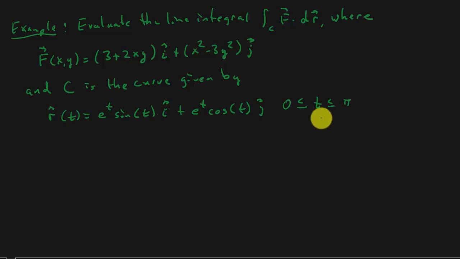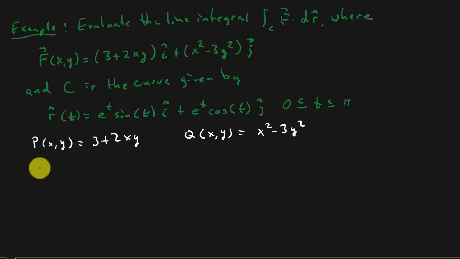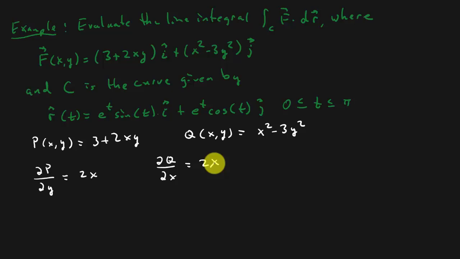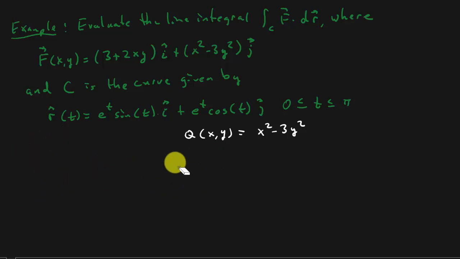Okay. All right. So we know this is a conservative vector field. We already showed that, right? We've got P of x, y is equal to 3 plus 2xy, and Q of x, y is equal to x squared minus 3y squared. And so if we do the partial of P with respect to y, that's going to give us 2x, and the partial of Q with respect to x, that's going to give us 2x. So that shows that it's a conservative vector field. We already showed that earlier in an example. So let's go ahead and find the potential function.